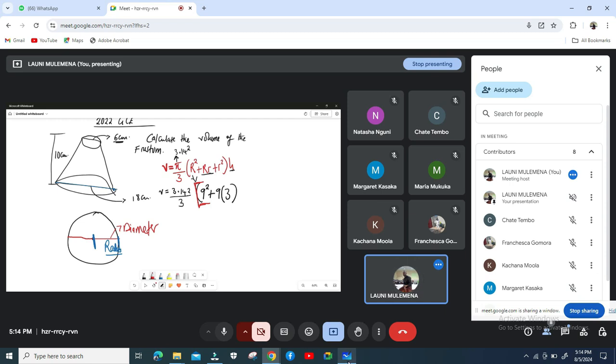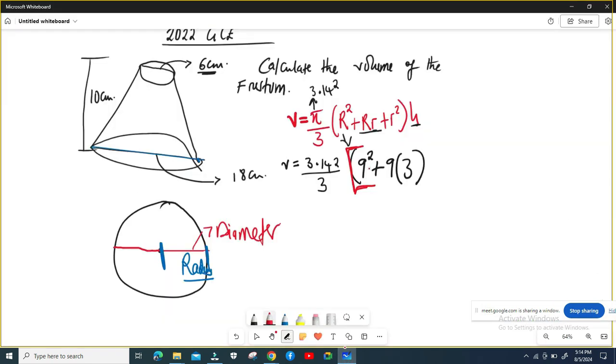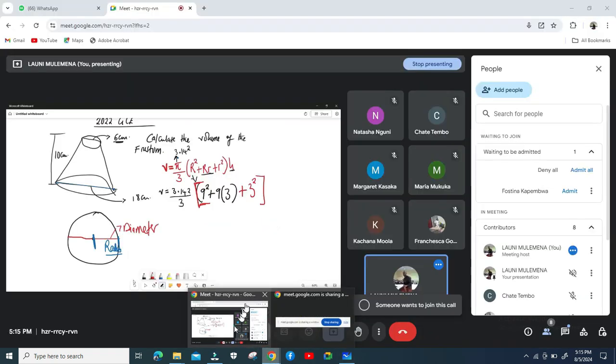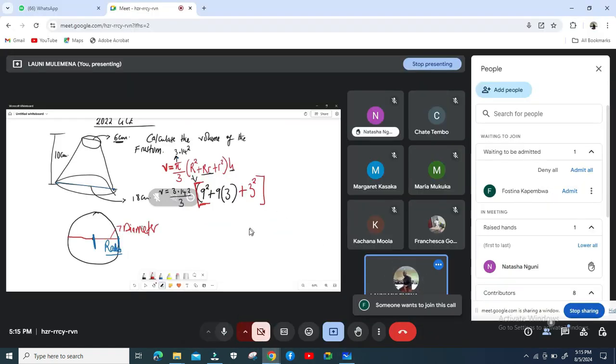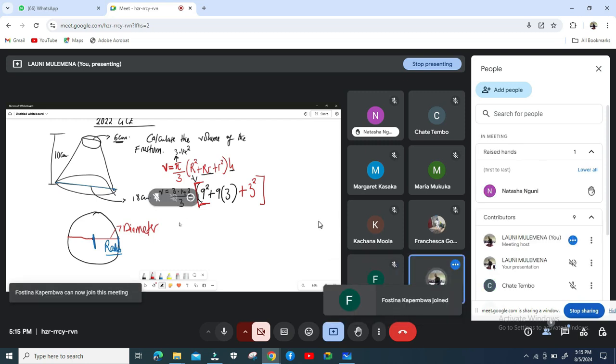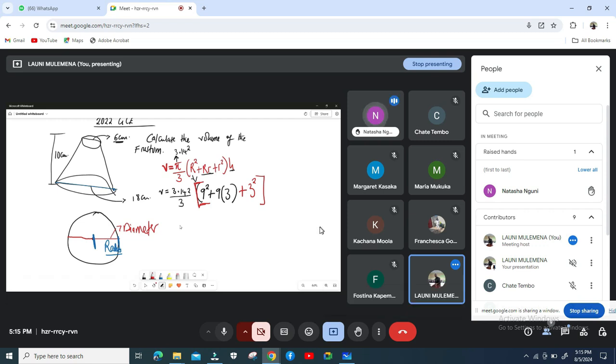Let me proceed. So now we have 9 open bracket times 3, we close, plus small letter r, we said it is 3. So 3 squared. And then outside we have h. Who can tell me what is our height? What is our height here? Yes, Madam Grace. 10 centimeters. Wonderful. Our height is 10. So we'll just write 10 this side.